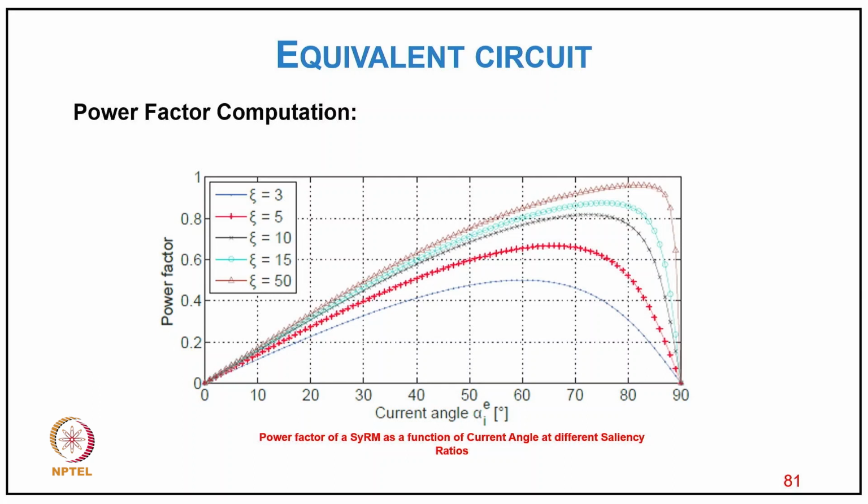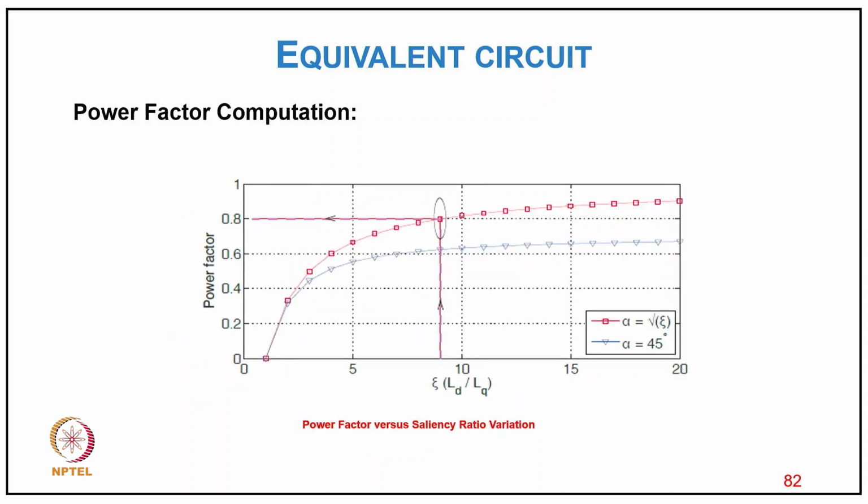And this is power factor versus current angle, how it typically varies. The maximum power factor you can get depends on the saliency ratio. At a saliency ratio of around 10 you can get a value of around 0.85, and with a saliency ratio of typically about 8, you are able to get a power factor of the order of 0.8.